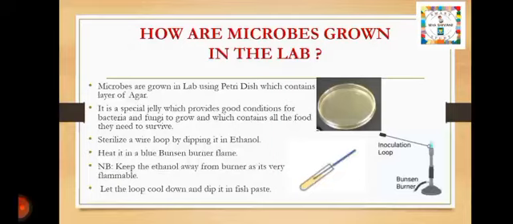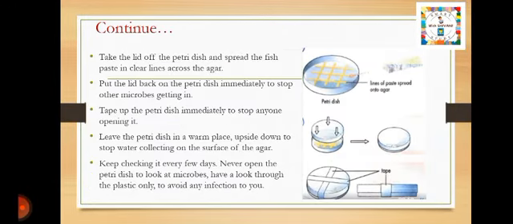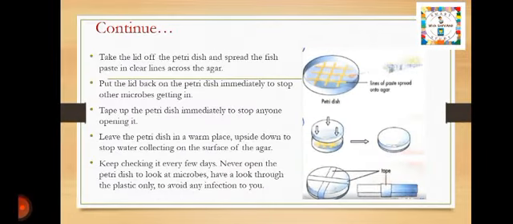Now let the loop cool down and dip it into the fish paste. This is the fish paste used. Continuing further, take the lid off the petri dish and spread the fish paste in clear lines across the agar. You have to prepare the lines like this. I can expand the image and show you. Hope this is clear to you.